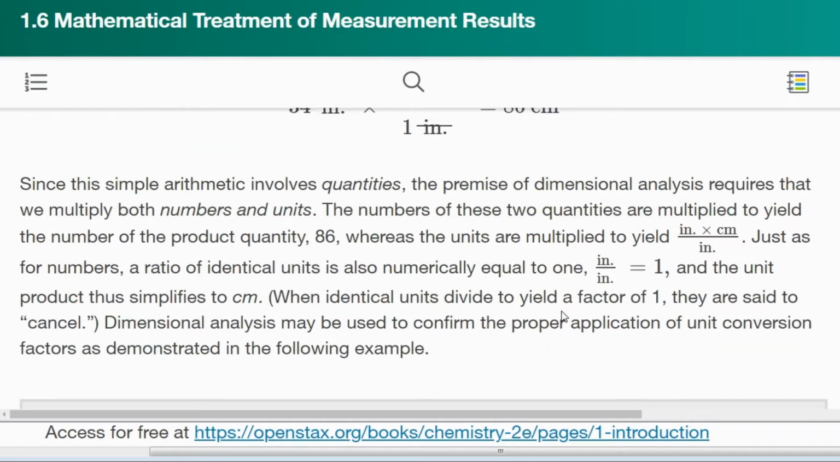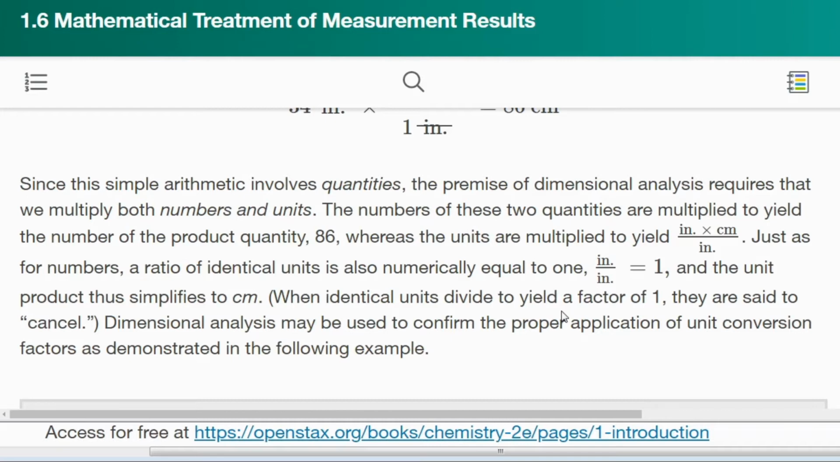Since this simple arithmetic involves quantities, the premise of dimensional analysis requires that we multiply both numbers and units. The numbers of these two quantities are multiplied to yield the number of the product quantity, 86, whereas the units are multiplied to yield centimeters. It says inches times centimeters divided by inches, which is centimeters. I'm just going to complain a little bit about the notation. When we get to the exercises, hopefully this will be clear. And in some respects, with this lecture, it's almost better just to do the exercises to see it a little bit better, and then to go back to the lecture.